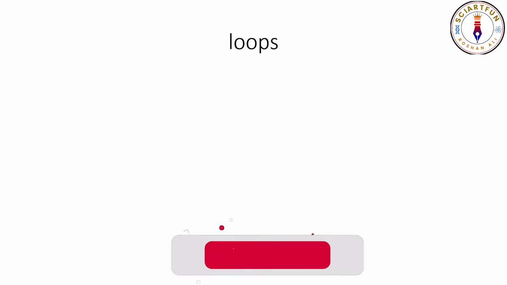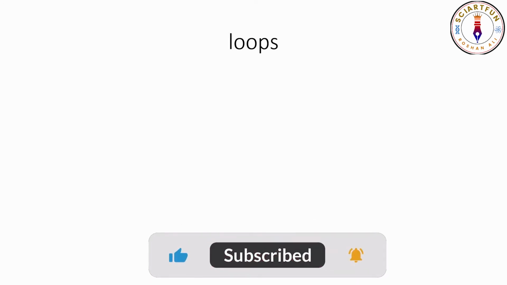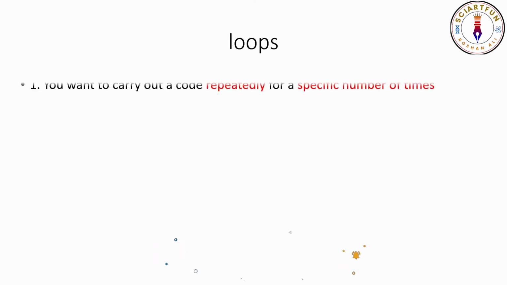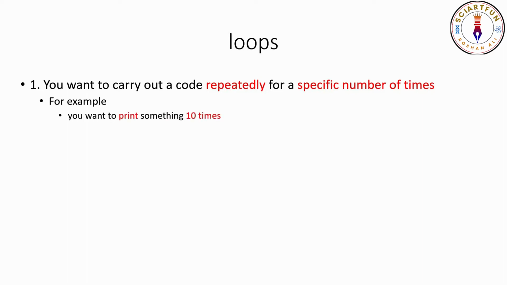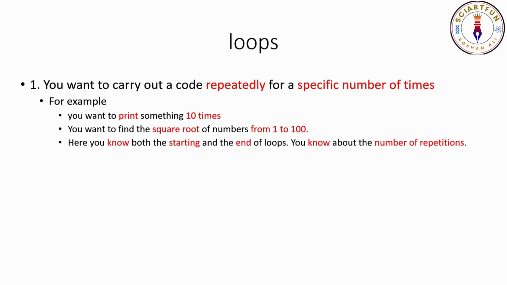Bismillahir Rahmanir Rahim. There are two kinds of loops. The first kind of loop carries out a code repeatedly for a specific number of times. You predefine the number of times you want to repeat a code. For example, you want to print something 10 times, or you want to find the square root of numbers from 1 to 100. Here again, you know the start and end points. You know the number of repetitions.